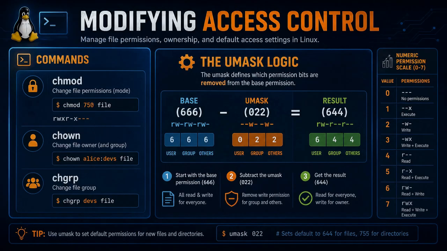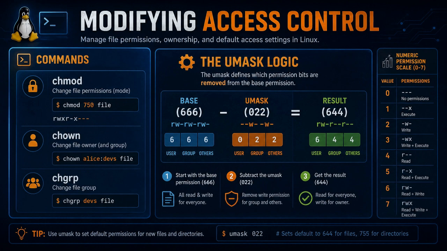Now let's talk about actually changing permissions. chmod 750, followed by a file name, uses the numeric form. The owner gets 7, full read, write, execute. The group gets 5, read and execute, and everyone else gets 0, nothing at all.